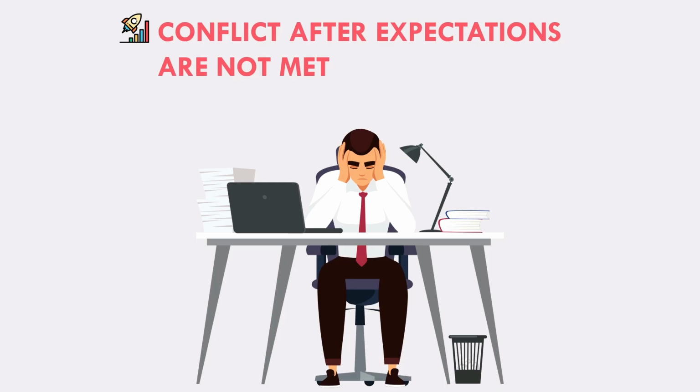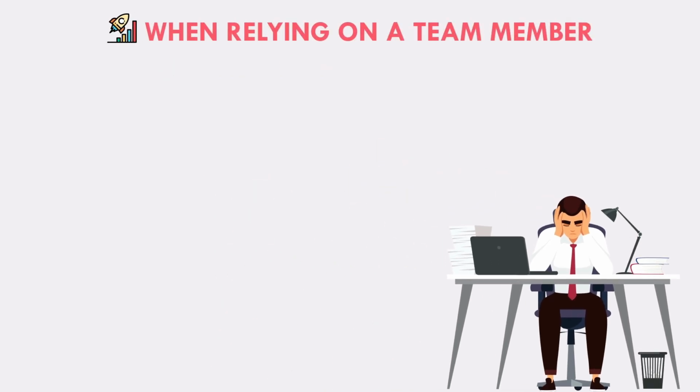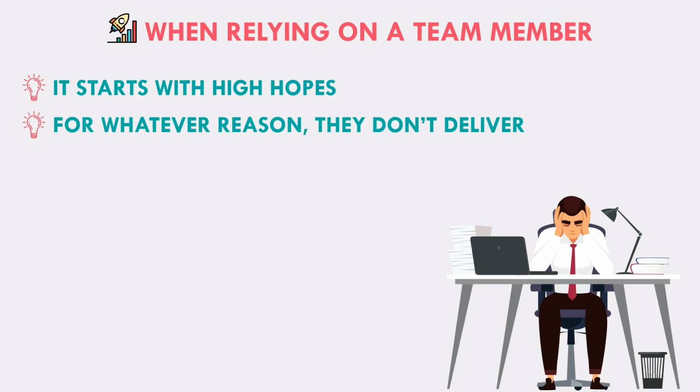In this video, I want to address a very common situation of conflict potentially happening after your expectations are not met. It usually happens when somebody you're relying on, like a team member or freelancer, somebody that you work with, is not delivering. It starts with you having very high hopes for whatever they're delivering because your business depends on it. So you're really relying on it. For whatever reason, though, they don't deliver. Maybe once. If it happens, that's okay.